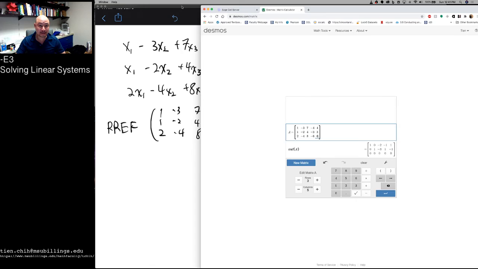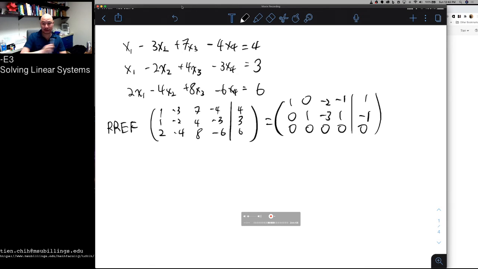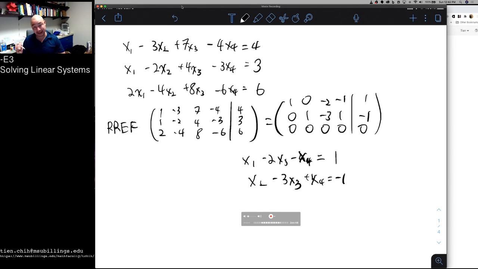and let's head back here. So what this is telling us is that we could rewrite these equations to be something like x1 minus 2x3 minus x4 is equal to 1, and x2 minus 3x3 plus x4 is equal to negative 1.